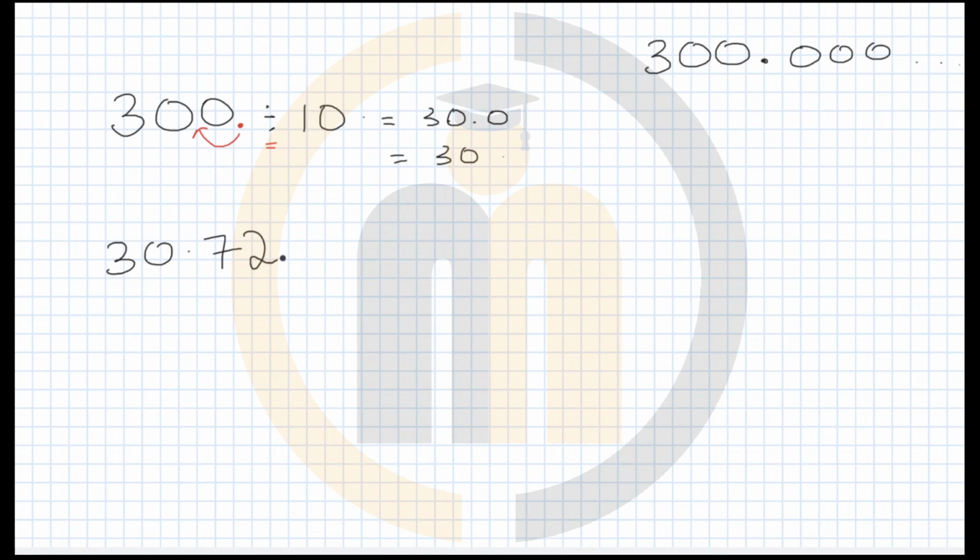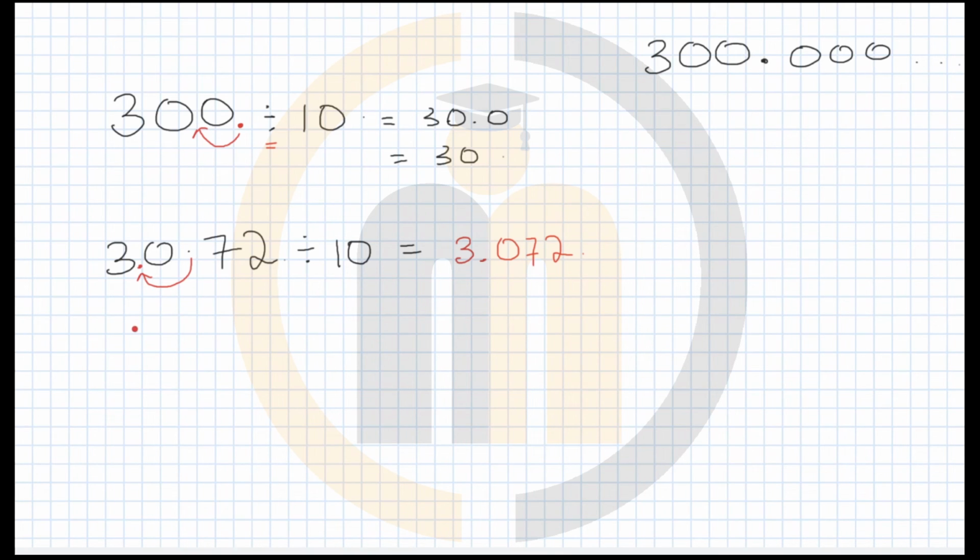Okay, now similarly if I were to say maybe 30.72, for example, and I divide that by 10, right, it works the same. We move the point to the left, okay, to the point here. So your answer here will be, you know what, I'll write it in red, the answer 3.072. Okay, this works not just for tens, it can be hundreds as well.